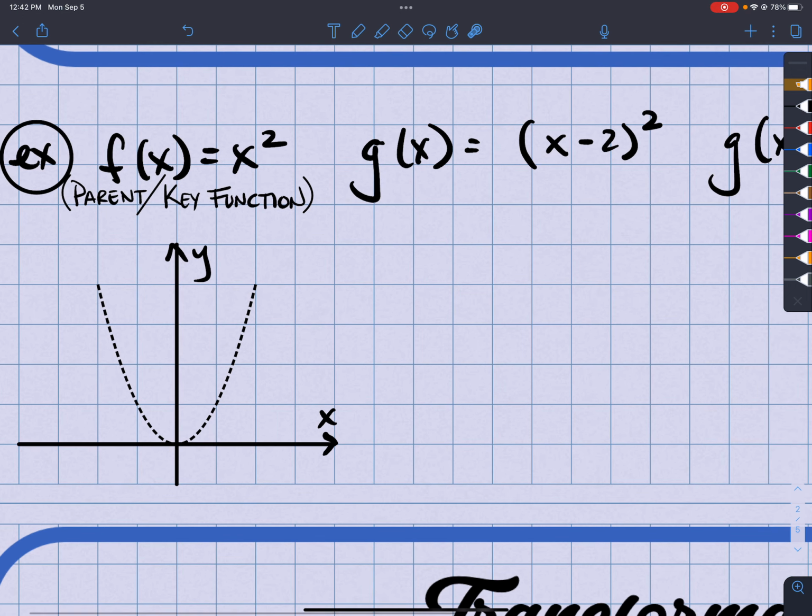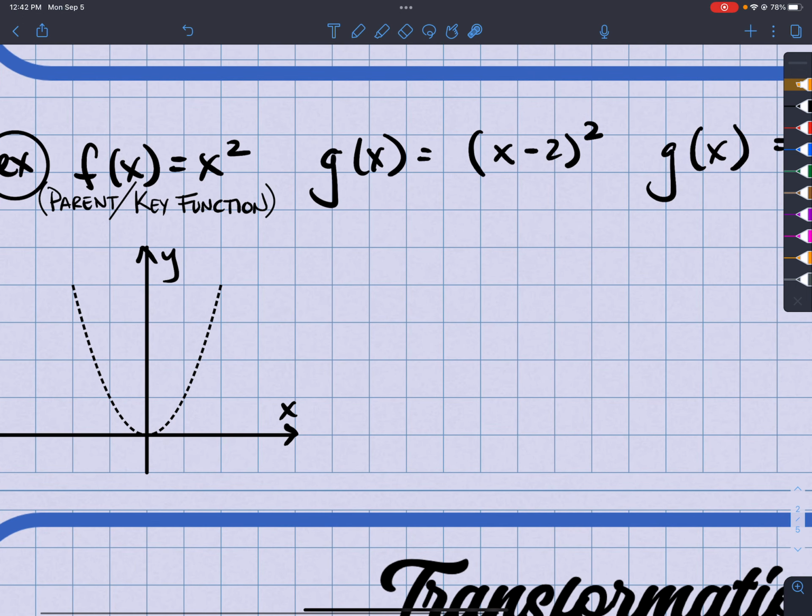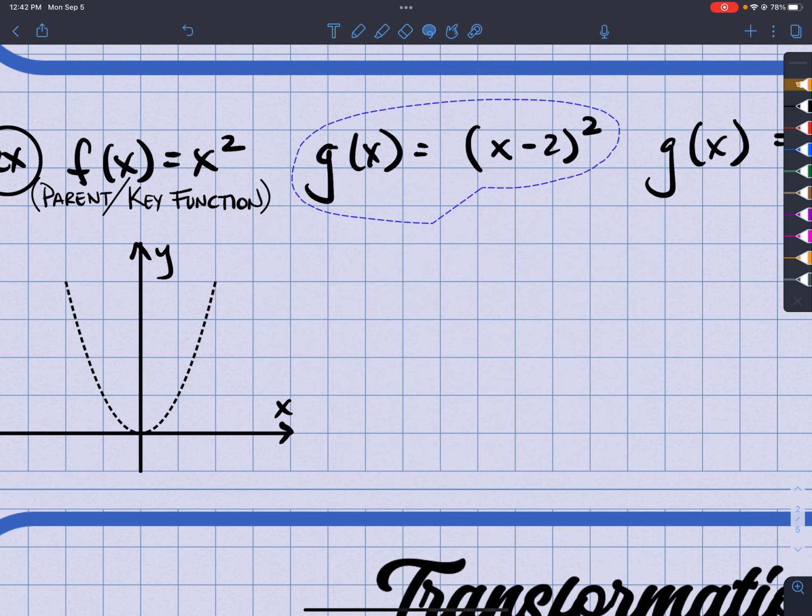So I can always figure out what that parent function looks like by just plugging in some x values, right? Now, what if the function that they want us to look at is this function here? It says that g of x is (x minus 2) squared. Notice that this is in the parentheses. It says minus 2. So what does the minus 2 mean? Since inside the parentheses everything's backwards, minus 2 means to add 2, meaning shift right 2.